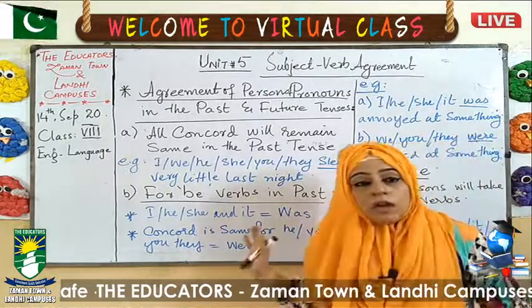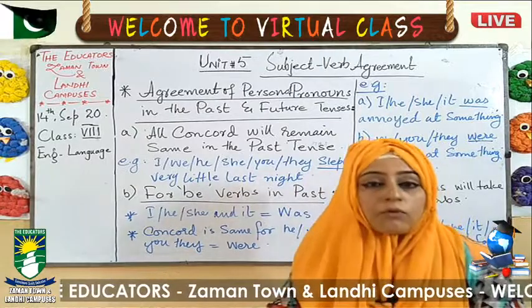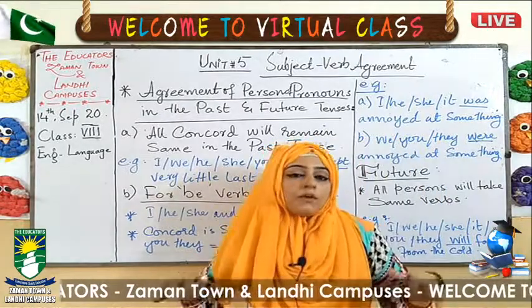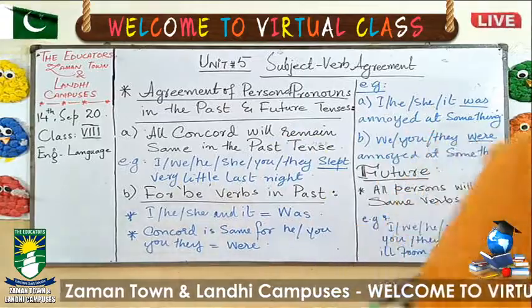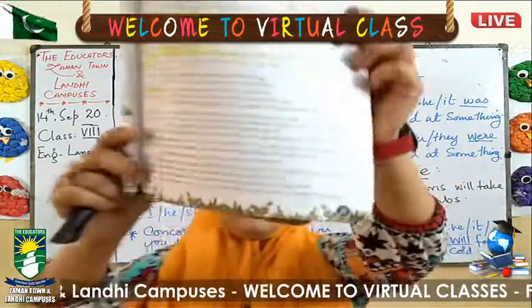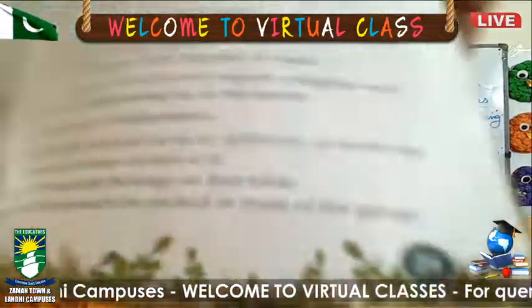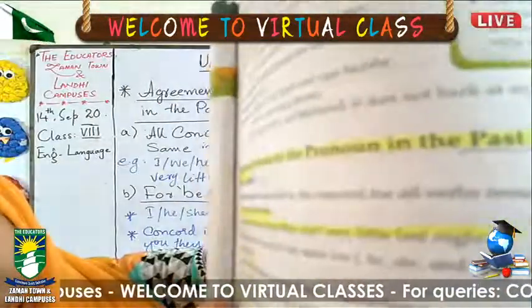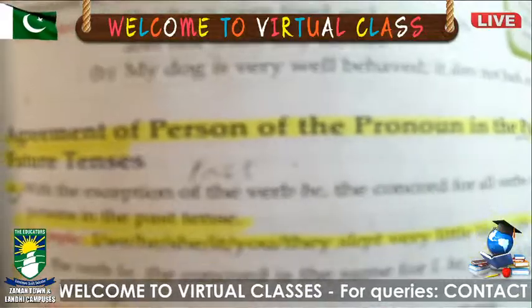Clear now? Now heading towards our homework, what we have to do in your copy for this class. Now come up to page number 29, please. See this page number 29, the heading, which I have highlighted in my book, is agreement of person.